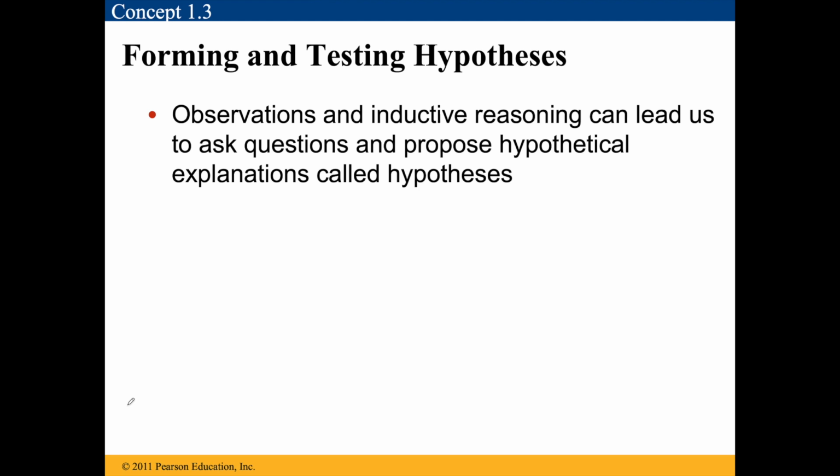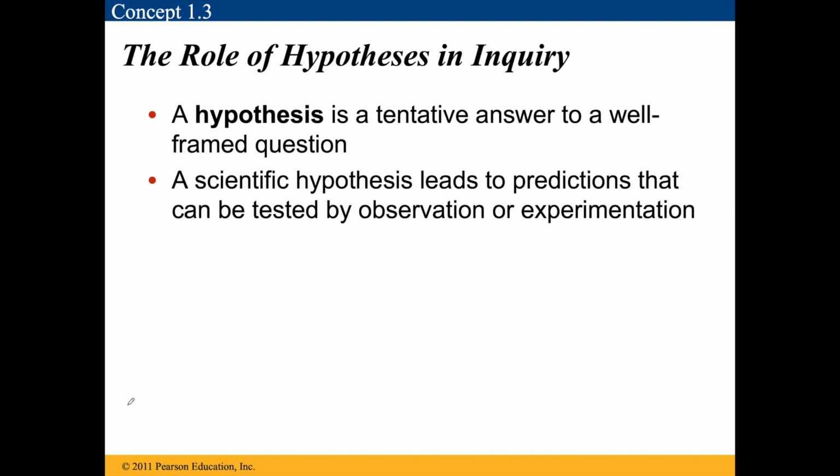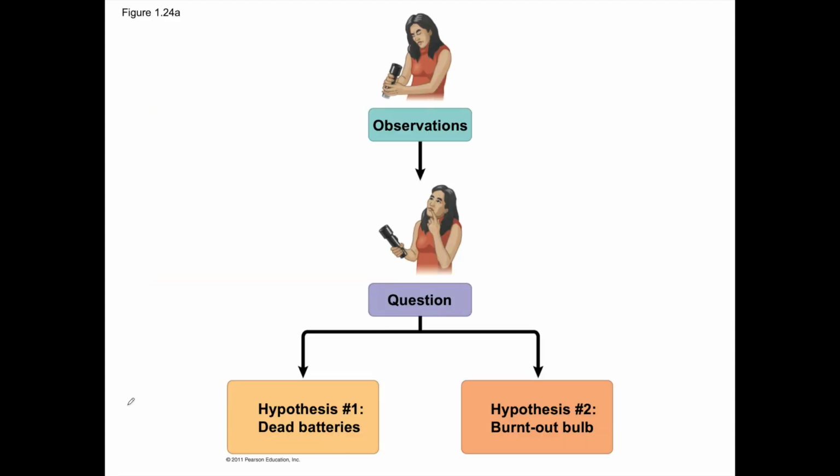Observations and inductive reasoning can lead us to ask questions and propose hypothetical explanations called hypotheses. A hypothesis is a tentative answer to a well-framed question. Remember, another way to think of a hypothesis is your best guess of what you think is happening, and it has to have the ability to be tested. A scientific hypothesis leads to predictions that can be tested by observation or experimentation. So let me give you an example.